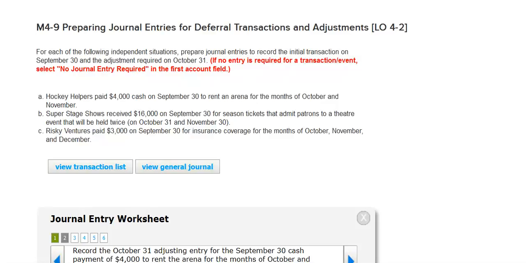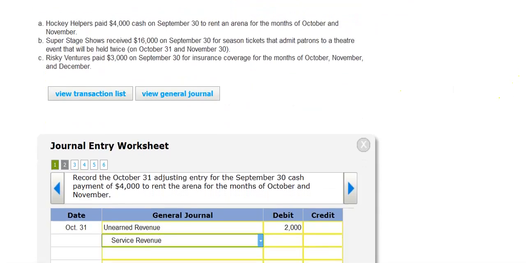Okay, so let's now start problem M4-9 on page 180 of the text, and you can go to Blackboard and print out the worksheets if you'd like to record answers for these problems on the worksheets I've provided. It says, for each of the following independent situations, prepare journal entries to record the initial transaction on September 30th and the adjustment required on October 31st. In A, Hockey Helpers paid $4,000 in cash on September 30th to rent an arena for the months of October and November, 2 months. So let's go to our journal entry here.